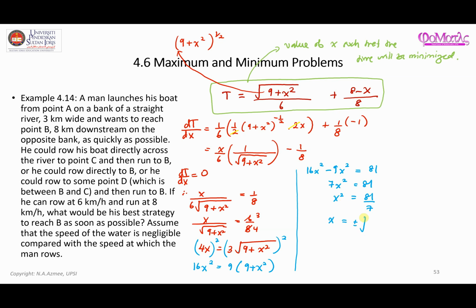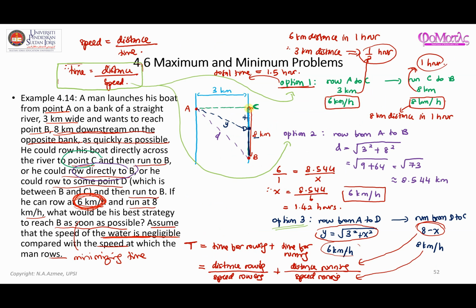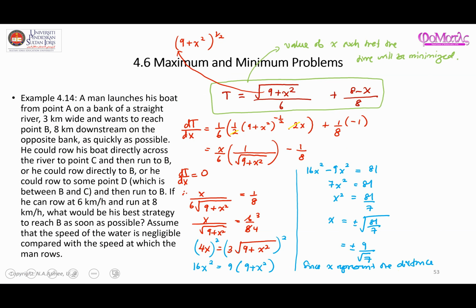So x is plus or minus the square root of 81 over 7, and that is just plus or minus 9 over square root 7. Now x is a distance. Recall that x is this guy here, the distance, therefore x cannot be negative. So the final answer is x equals 9 over square root 7. We can just ignore the negative answer and focus on the positive value of x. The distance is 9 over square root 7.